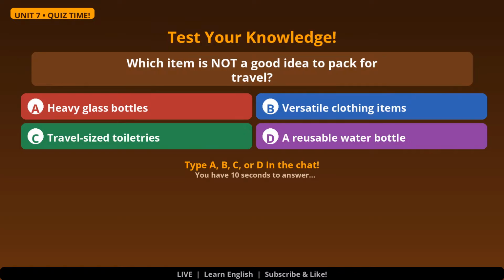Time for a quick quiz. Here's the question. Which item is not a good idea to pack for travel? Option A, heavy glass bottles. Option B, versatile clothing items. Option C, travel-sized toiletries. Option D, a reusable water bottle. Think about it. Type A, B, C, or D in the chat. You have 10 seconds.